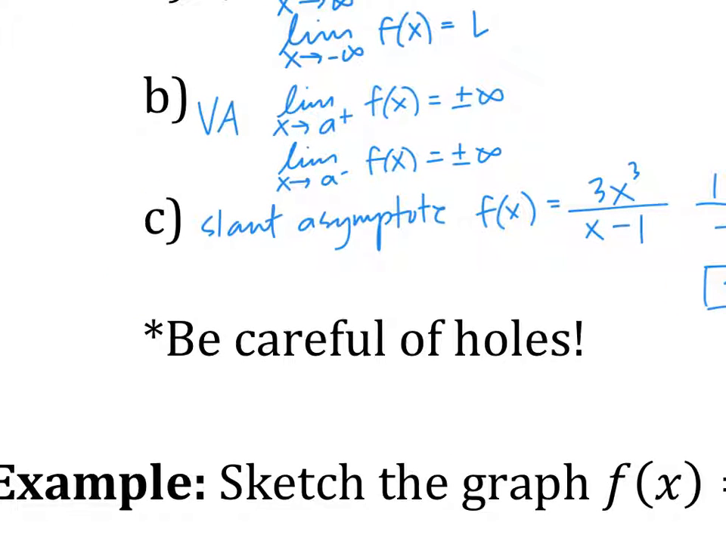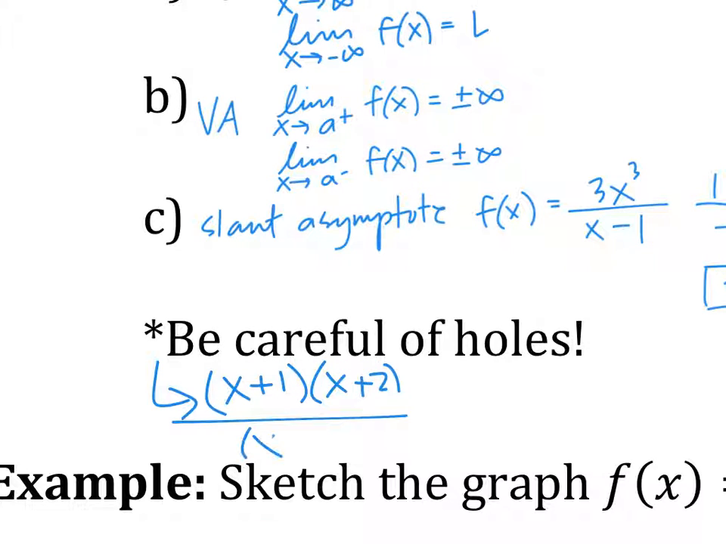Okay, be careful of holes. Holes sometimes happen. How do holes happen? When the denominator equals 0, that's a hole. Not necessarily. When the denominator is canceled out by the numerator. Yes, when the denominator and the numerator cancel out because they both equal 0. For example, if you have x plus 1 times x plus 2 over x plus 1, this is going to cancel. That's going to create a hole. Be careful of holes because we always forget that it's a hole, not a vertical asymptote.